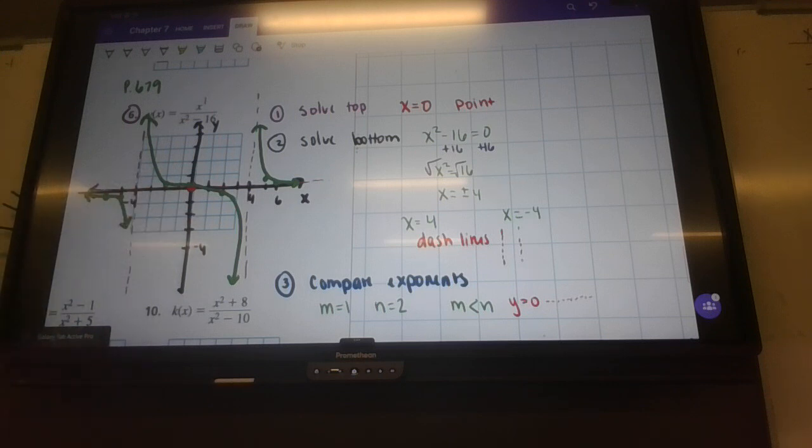So I'll give you some time to finish that, and then I'll walk around. But whenever you're done number 6, just go ahead and start number 5. You guys are on 5 through 15 odd today.